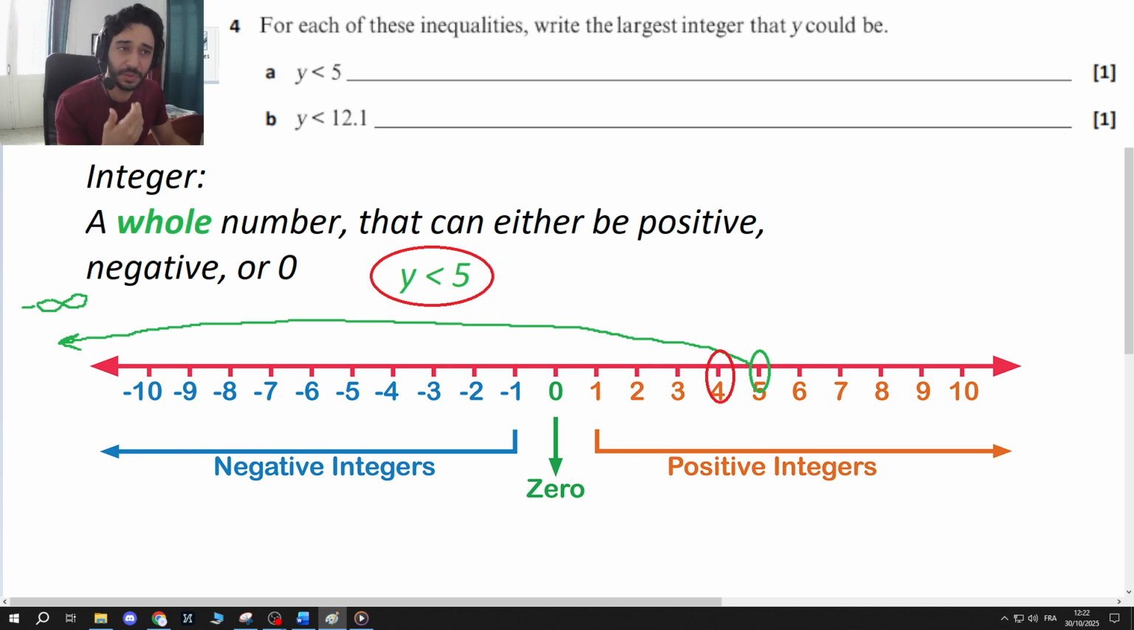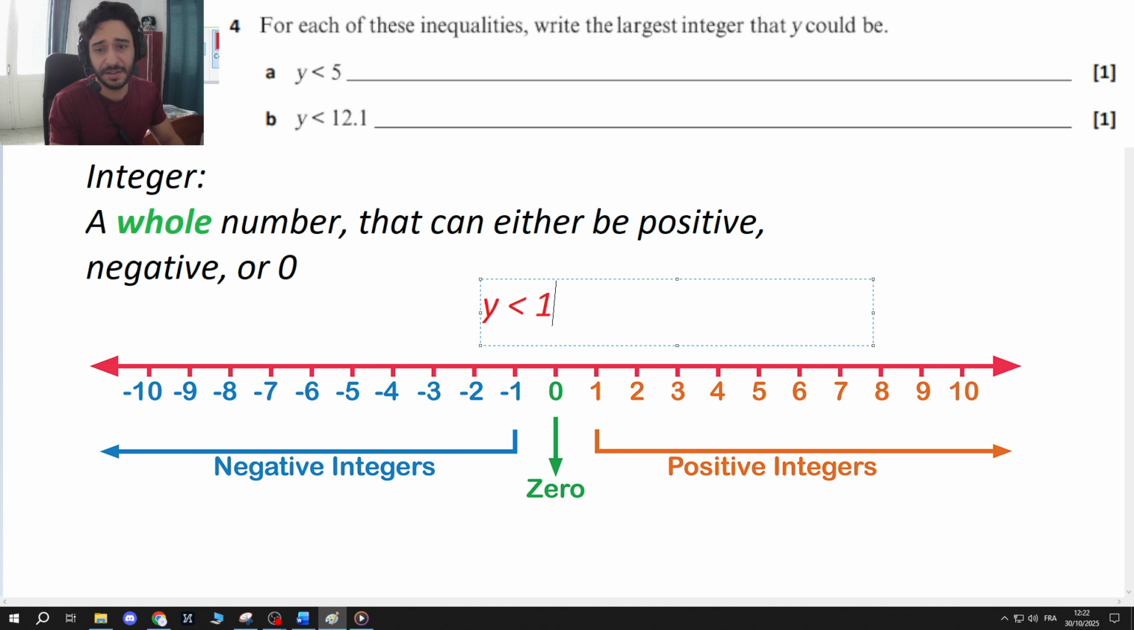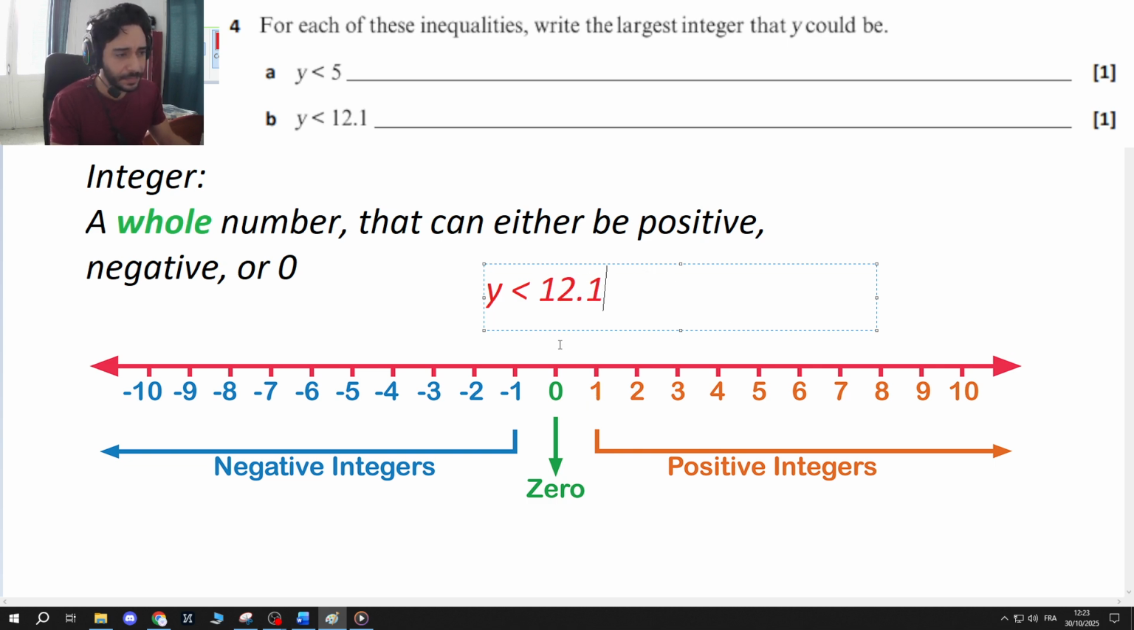Now, we will do the same thing, but this time it's y is less than 12.1. Like I said in question 3, even if they gave us an inequality with a decimal, our job is still to find the largest integer that y could be. And we're going to apply the same logic.